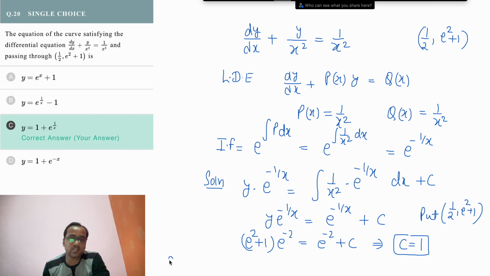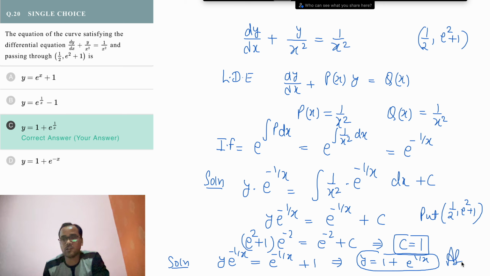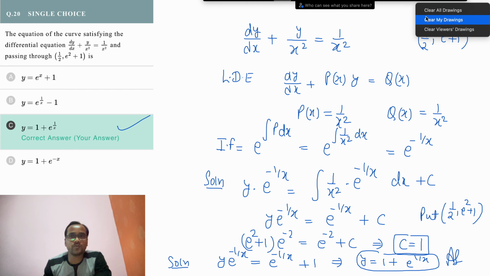Therefore, the solution is y e raised to the power minus 1 by x is equal to e raised to the power minus 1 by x plus 1. Divide by e raised to the power minus 1 by x, you will be getting y is equal to 1 plus 1 upon e raised to the power minus 1 by x. That means e raised to the power plus 1 by x. So this would be the solution of the question. Option C is the right answer. I hope this question should be clear.